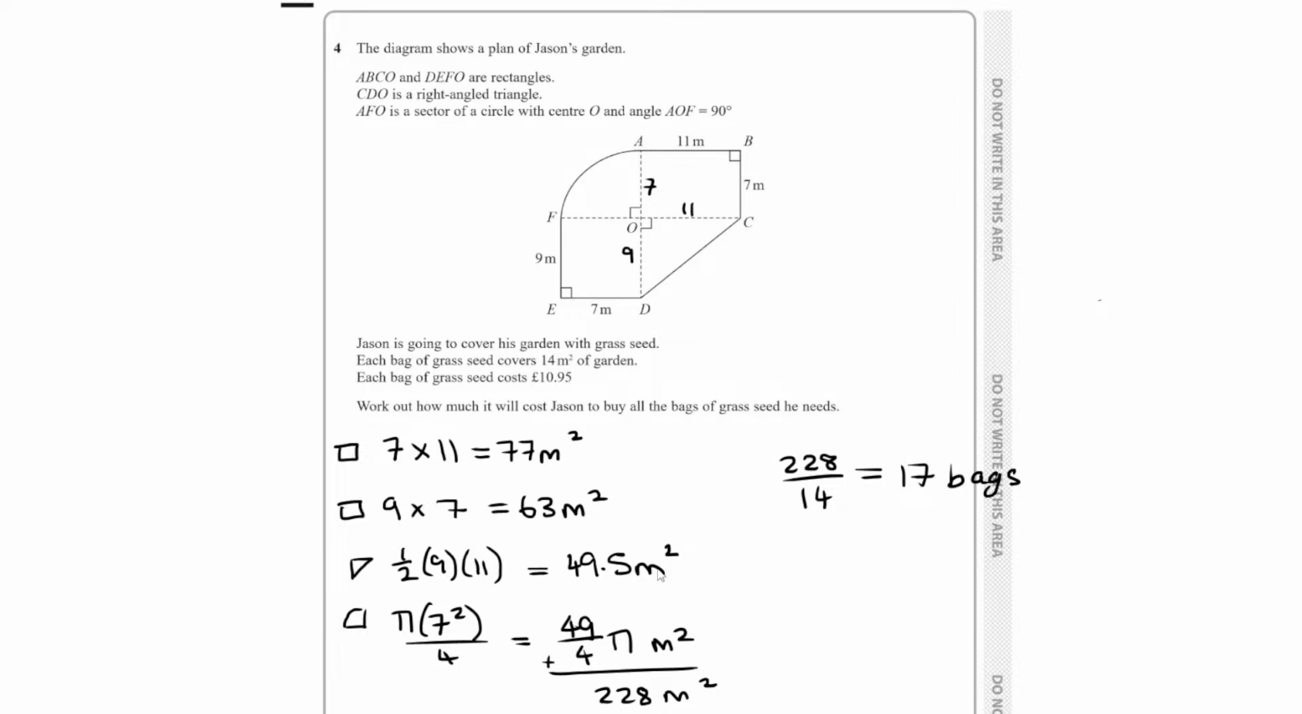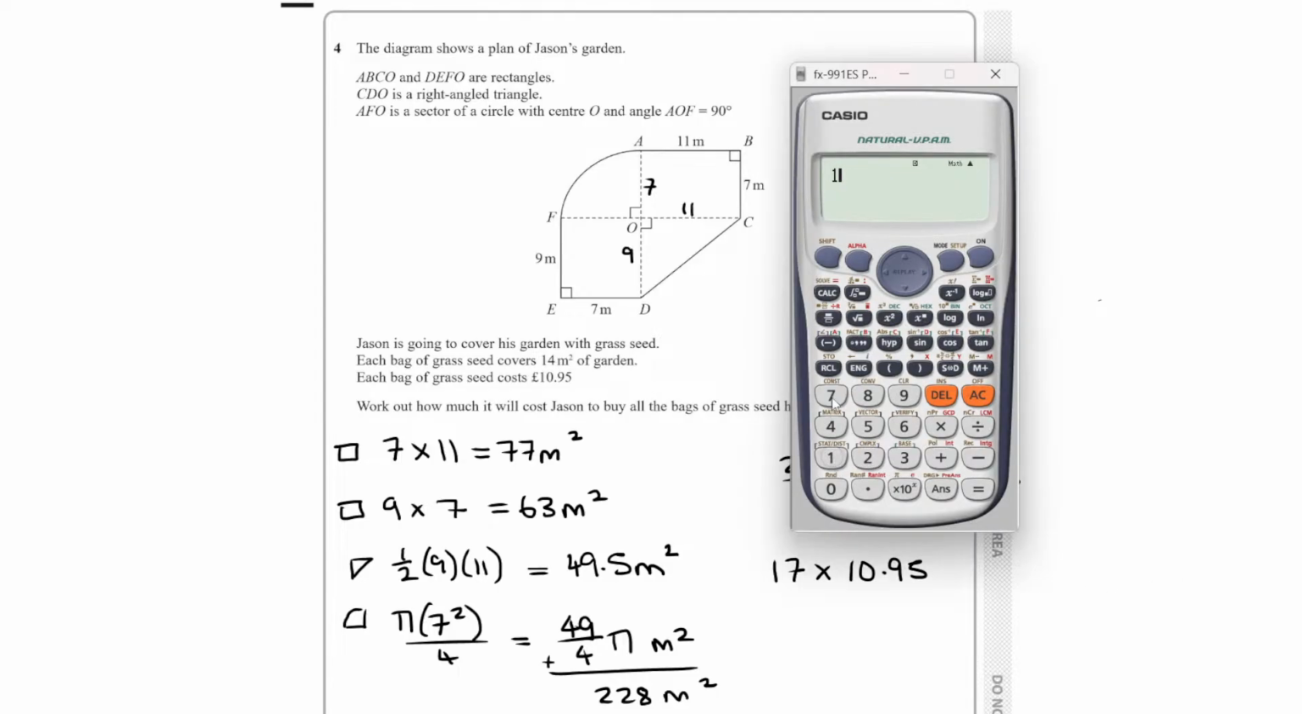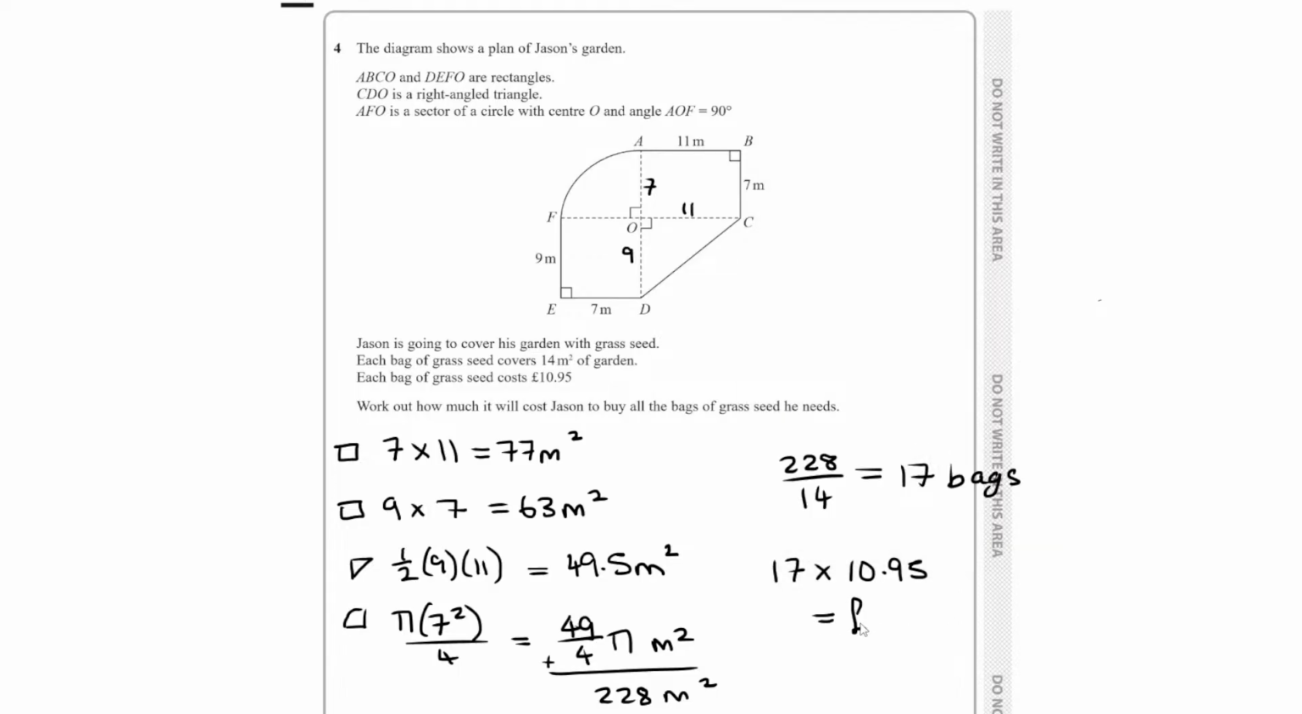And then the last thing is just, well, how much would that cost? So 17 bags multiplied by 10.95, because that's 10.95 for each bag. So now I am just going to take the 17. I'm not going to use the decimals. 186.15 is what you should get.